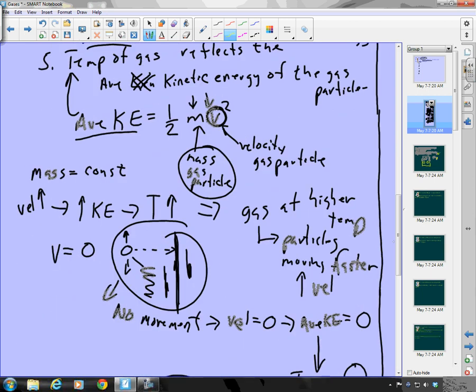Hey, here we go. What is temp? Temp is a measure of average kinetic energy. Average kinetic energy is what? Velocity, aha, I know what's happening now.